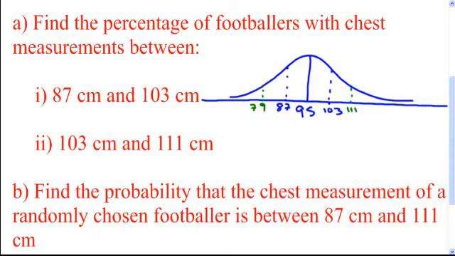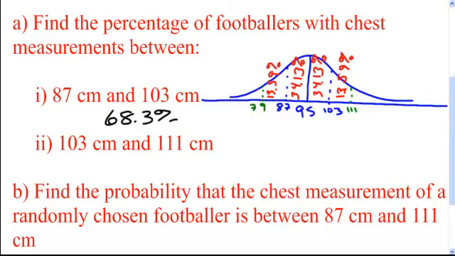So if you remember, this inside piece is 34.13, 34.13. This next part is 13.59, 13.59, just keeping in mind, again, these are percents. Sorry about my diagonal numbers. So if I want from 87 to 103, I end up having 68.3. If I round that up, 68.3% of my football players fall within that region.